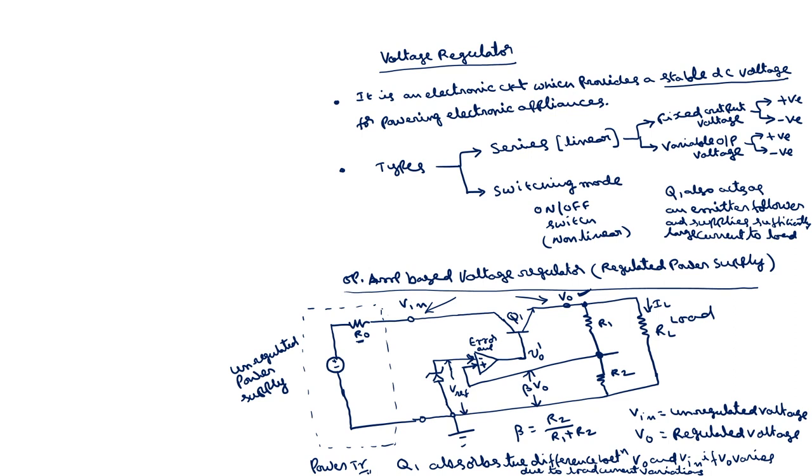Now the error amplifier will amplify the difference between beta V naught and V reference. So beta V naught will be supplied to the negative terminal, whereas the positive terminal will be supplied with the V reference voltage, which will be supplied by the Zener diode. Now the error amplifier will amplify the difference between V reference and beta V naught. V reference minus beta V naught will be amplified by the error amplifier.